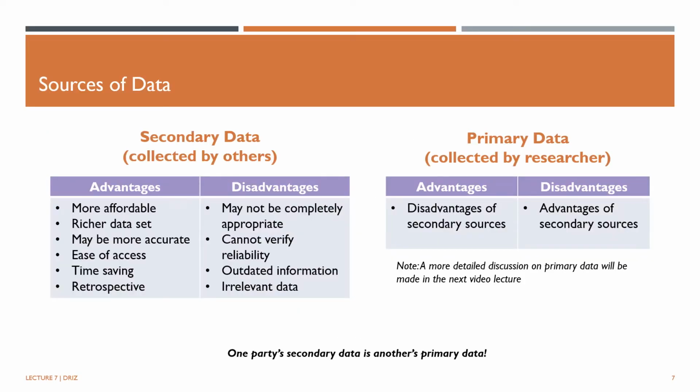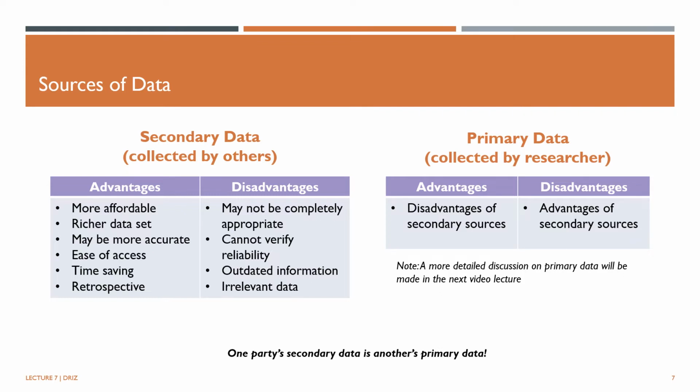Now let's take a look at the sources of data. For social science research, data are usually obtained in 2 ways. Secondary data is the data that has already been collected by others in the past and made readily available for other researchers to use. The data may also have been collected for general use with no specific research purpose, like in the case of the national census.